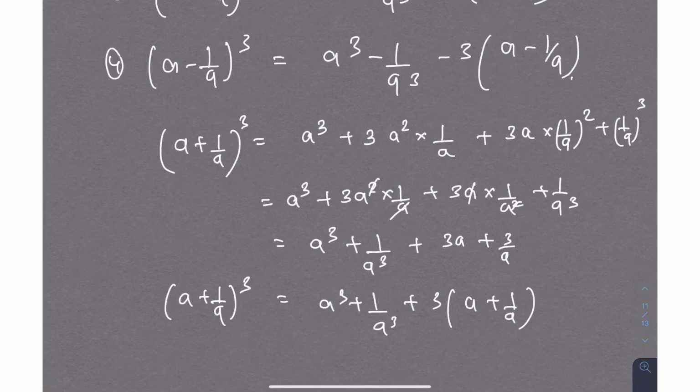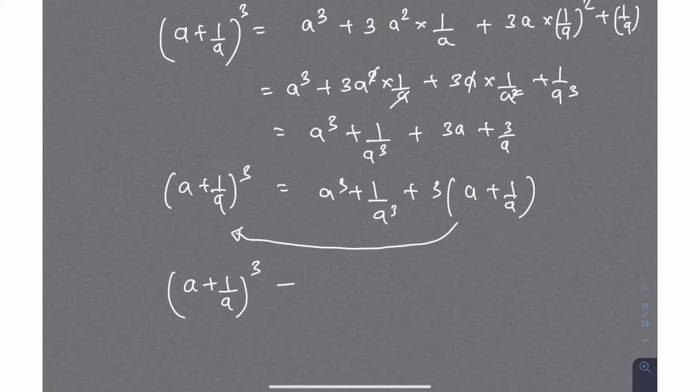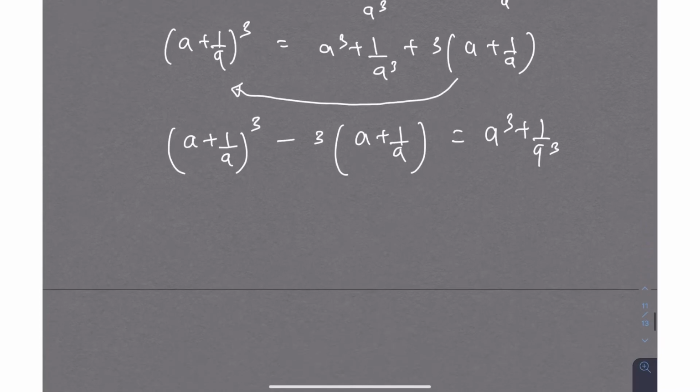The reason I have shown you exactly how the expansion happens is because mainly we won't be using this formula. Pay attention to which formula we are going to use. Now I'm going to rearrange these terms. I will bring this to the left hand side. So what I'm going to get is a plus 1 upon a the whole cube minus 3 into a plus 1 upon a is equal to a cube plus 1 upon a cube. So if we write a cube plus 1 upon a cube on the left hand side, we'll get this.